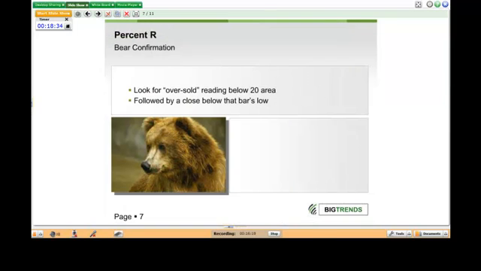Now, for these bear confirmations, we want it to go in the bottom 20% of readings. This seems very counterintuitive, doesn't it? It seems like, hey, why would I want to actually short something that's already quote-unquote oversold? And the principle is because, remember, it's called the percent range. In a downtrend, the range keeps expanding lower and lower and lower as something makes new lows, right? If it was stuck in a flat range, obviously you wouldn't see that opportunity.